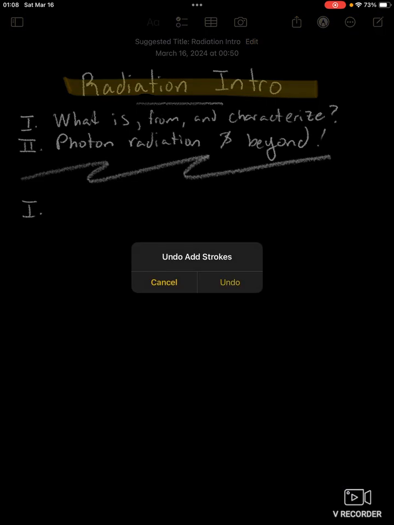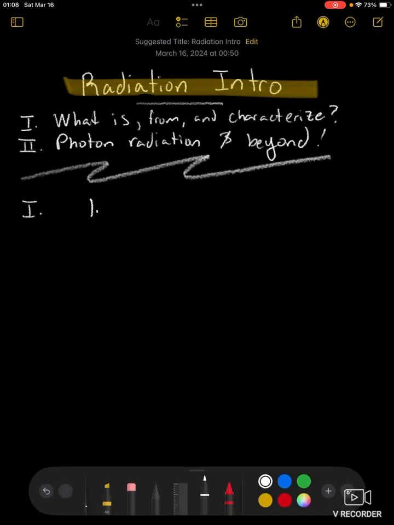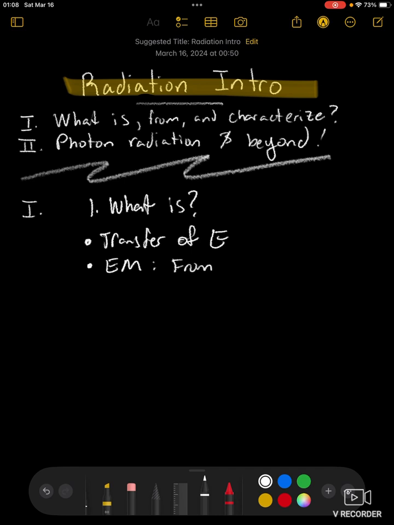And yeah, so first off, what is radiation? Well, it's the transfer of energy, transfer of E. In EM radiation, it is from EM fields, such as like charges and like currents.